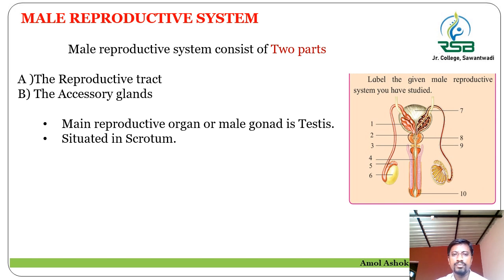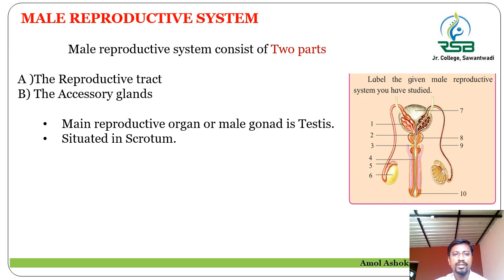The male reproductive system consists of two major parts. Number one, the reproductive tract, and number two, the accessory glands. In this lecture we are going to discuss only the reproductive tract, and the accessory glands we are going to discuss in our next lecture. So let us come to know the parts of this reproductive tract.